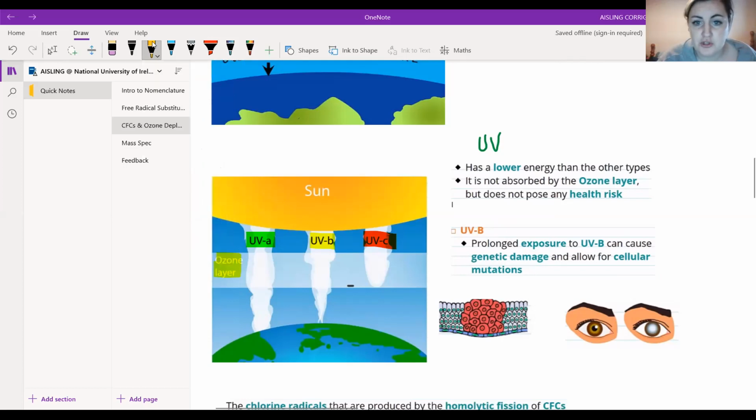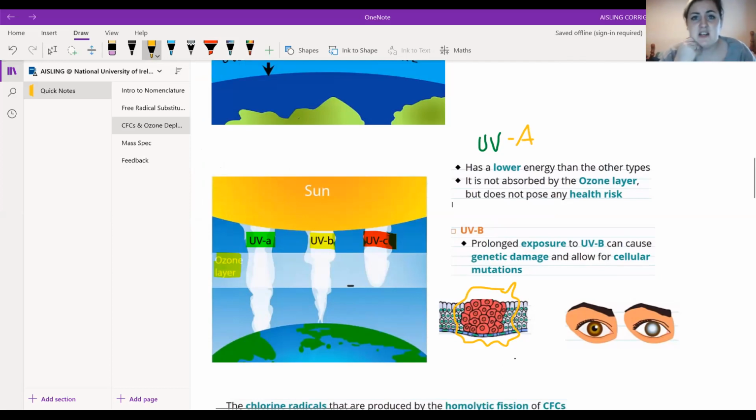So prolonged exposure to this UVB light. Now this does get absorbed a bit by the ozone layer. And if we're exposed to this for a very, very long time, it's going to cause genetic damage, which allows for cellular mutation. So when the UVB is prevalent, we know that cancer is going to sort of accelerate. Cancer is when these sort of deformed cells keep multiplying uncontrollably. So that's an example here.